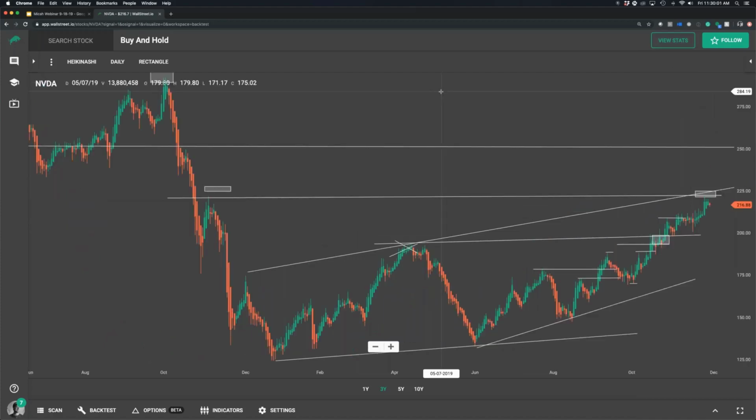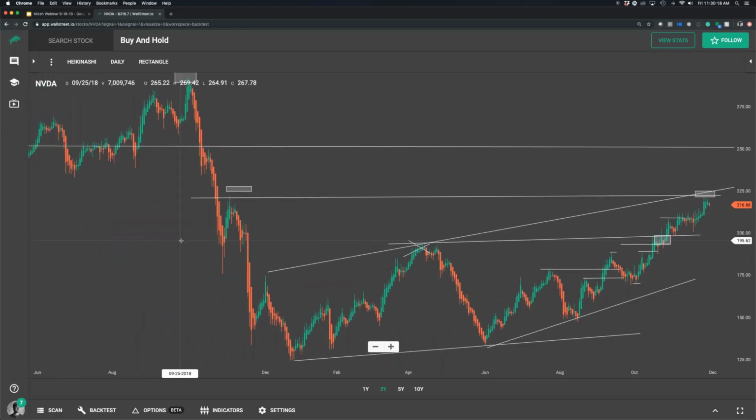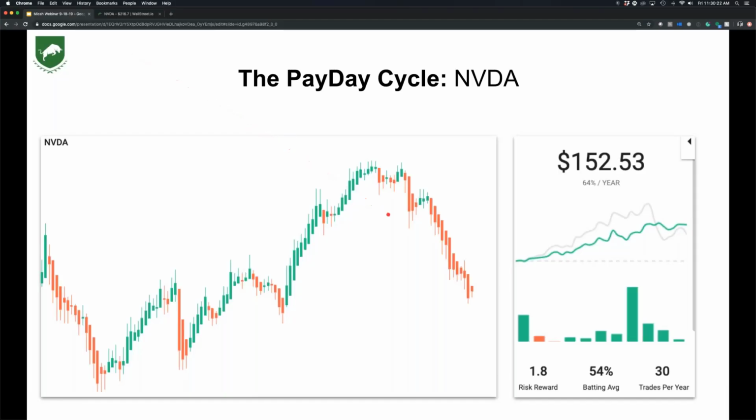I like NVIDIA. Now, NVIDIA tends to perform well in the standard technical terms of when it's in an uptrend, bullish payday cycles are great. When it's not in an uptrend and it's in a downtrend, don't mess with the bullish payday cycles. Either stay out or get short, okay? But bullish payday cycles in a bullish trend in NVIDIA work out beautifully, okay?